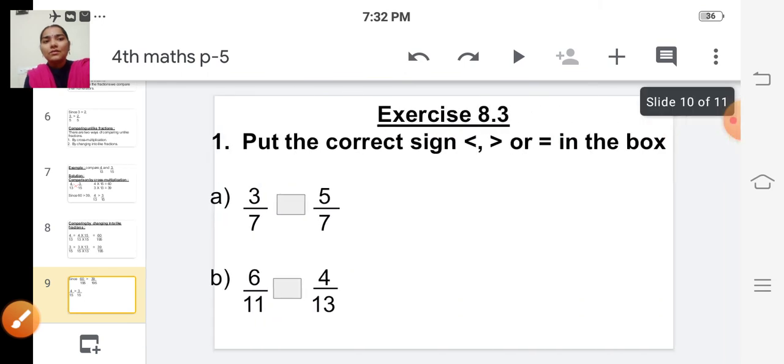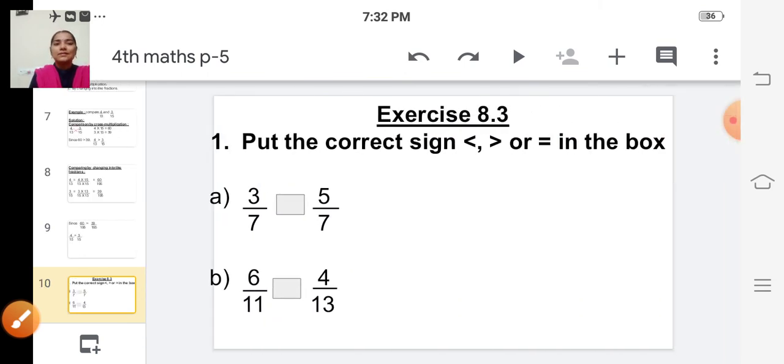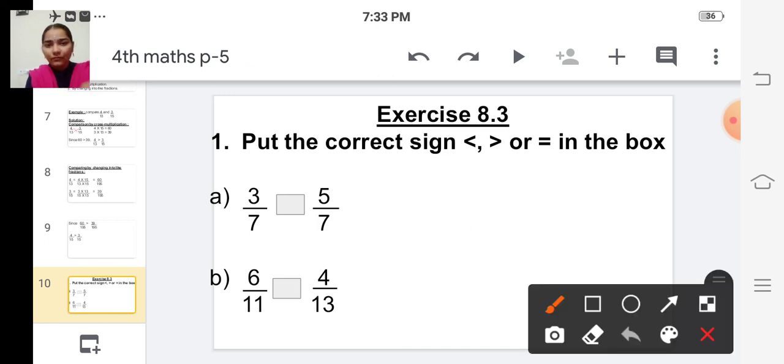Yes. So next one is exercise 8.3. First problem. Put the correct sign less than, greater than or equal to in the box. So we are going to compare fractions. Okay. Look at the first problem. 3 by 7 and 5 by 7.